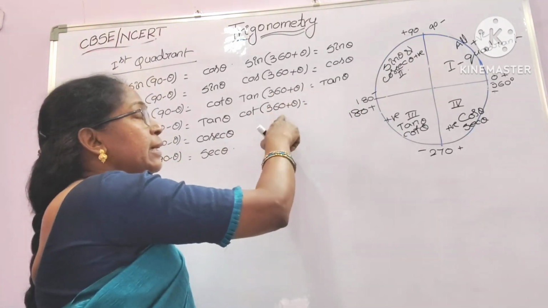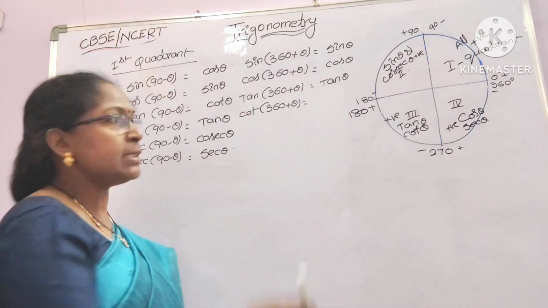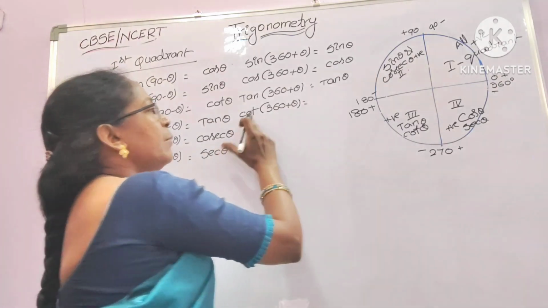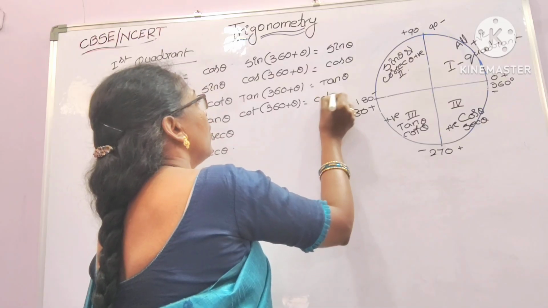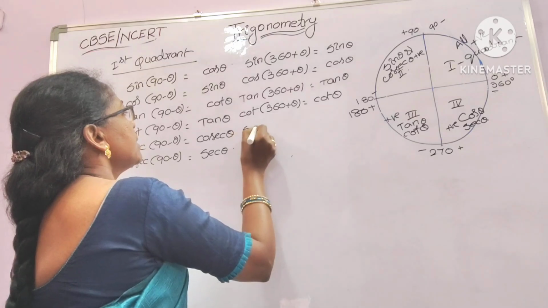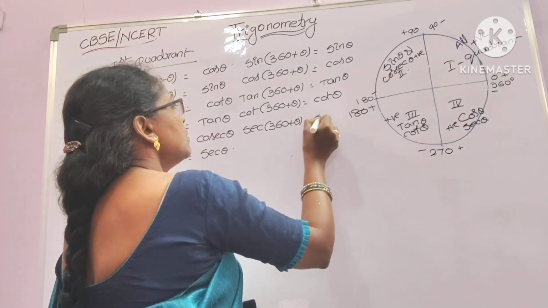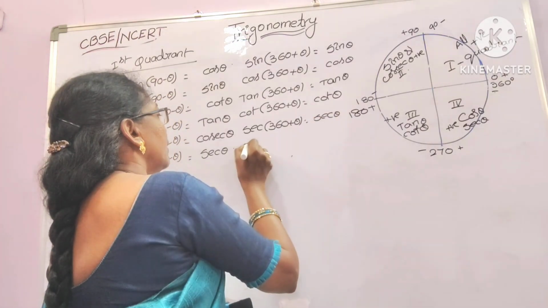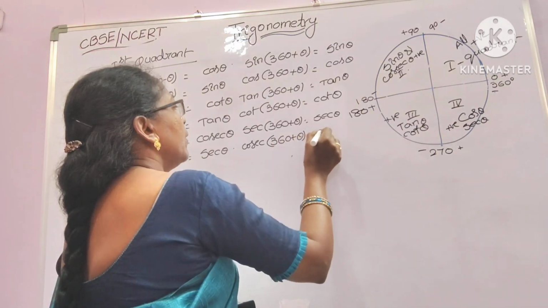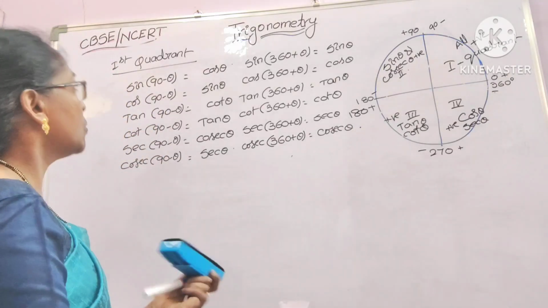And in the second point, here 360 plus is there. Whenever 360 or 180 is there, the trigonometric function won't change. You get the same value, the same theta. So the same trigonometric function, cot theta. The angle is theta, so you also write theta. Again secant 360 plus theta equals the same secant theta. Like cosecant 360 plus theta equals cosecant theta. This entire thing comes under the first quadrant.